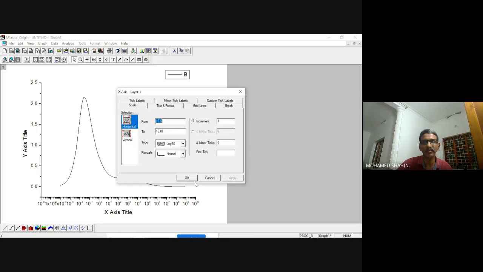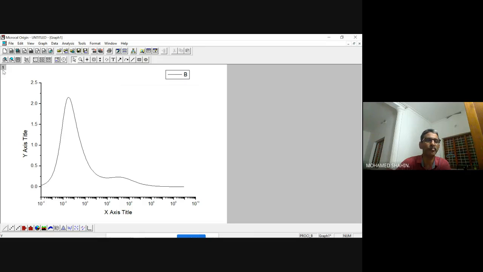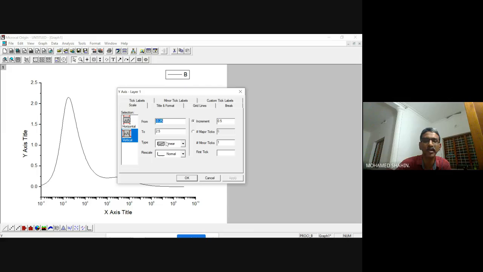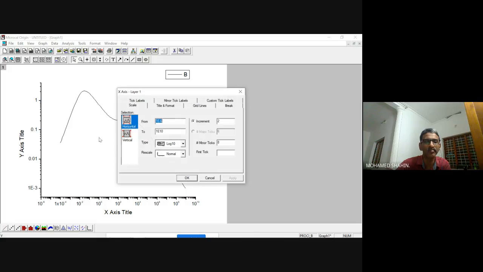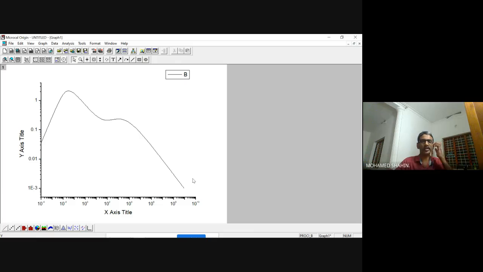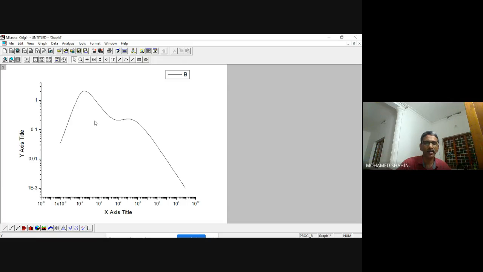Now we have to make this increment 2, apply, start from 10 raised minus 4, apply. Okay, this would be more appealing if you plot the imaginary part in log 10, apply. Okay, start the scaling from 10 raised minus 4, apply. Okay, now let us have it in here also, what is happening here.